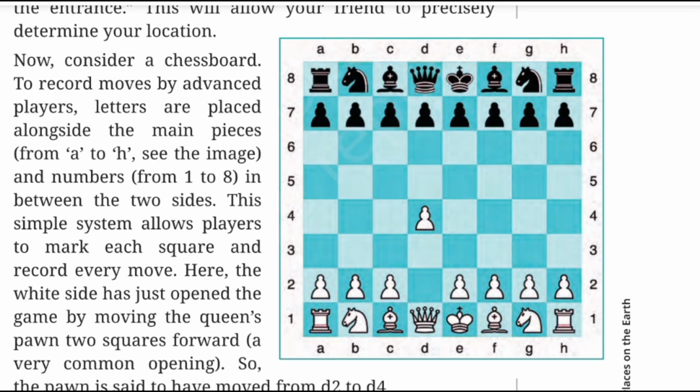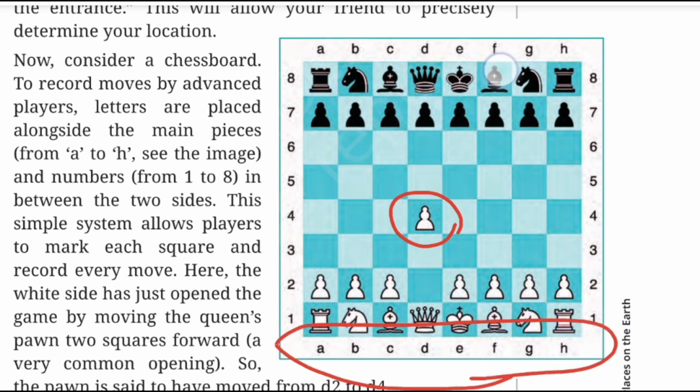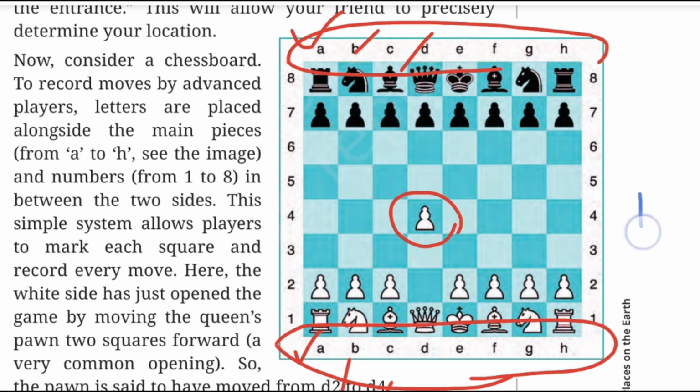Okay, so you want to mark the position of this particular player. How do we do it? First you want to look here. You can either look at the bottom or the top, both are the same, isn't it? Here it is A, here is also A, then B, C, like that. Similarly, you can look either at the left or right. This is right, this is left.